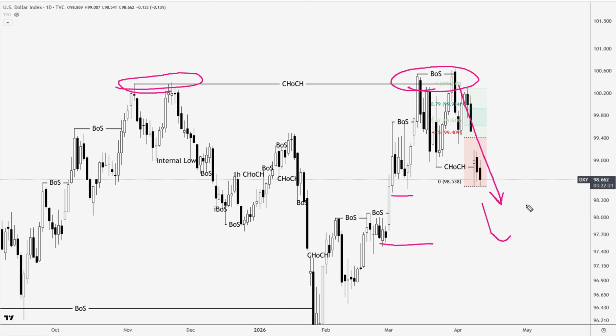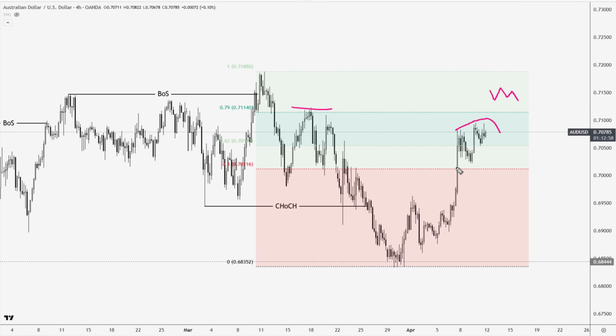Is the US dollar dead, or is this just a retracement before the next leg higher? That's what I'm talking about in today's video. I'm going to share my exact trade plan for the euro, the pound, the Australian dollar, and also gold.